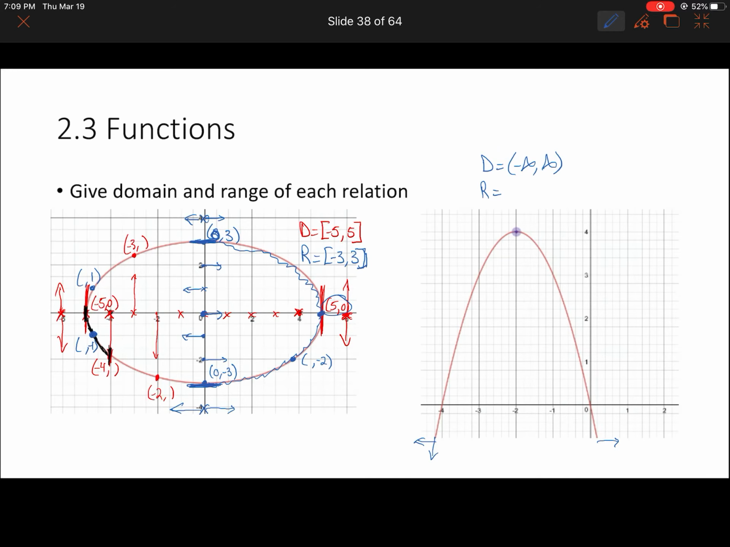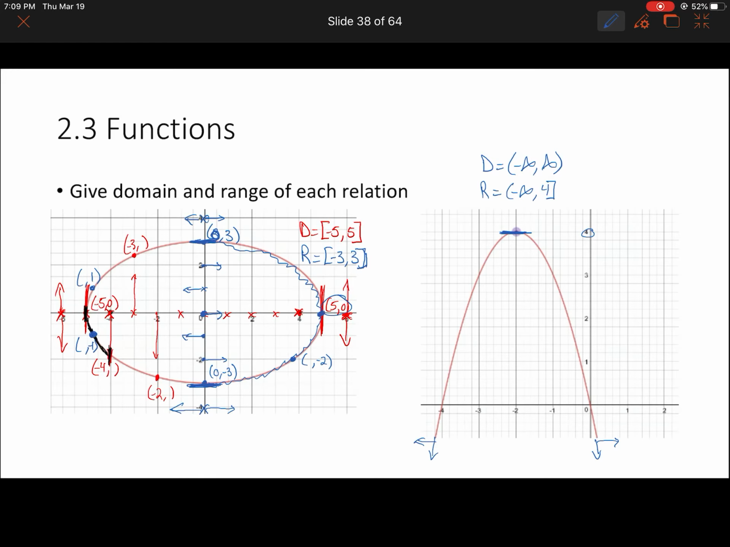But then what about the range value? So it goes down forever, right? We know this is going down all the way to -infinity. But how high does it go up? Well, it only goes up to this point, which is a y value of +4. And so the range then is everything from -infinity up to 4. 4 is included, so we put a bracket there. And so there's our domain and range.